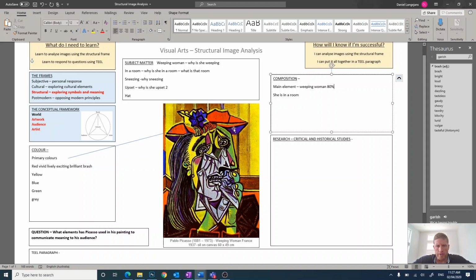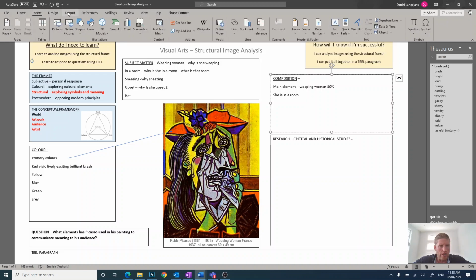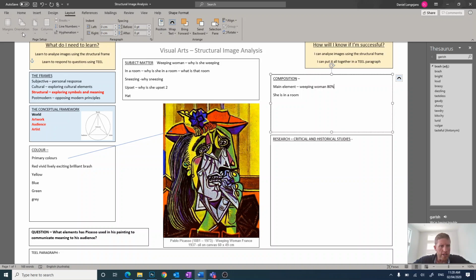We can also look at the other obvious way that he's composed this, and this is called the layout. So he's made it in a portrait style rather than landscape. If it was landscape, it would be turned the other way. So if you look up here, I think it's the layout, and you can see orientation. You've got portrait there and landscape there. So Picasso has chosen to compose this in portrait style.